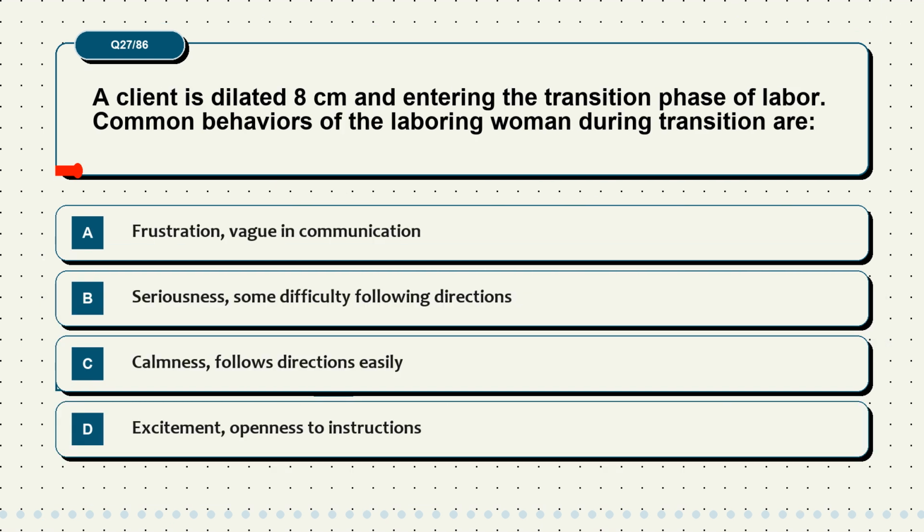Question 27. A client is dilated 8 cm and entering the transition phase of labor. Common behaviors of the laboring woman during transition are, here are the options. Option A. Frustration, vague in communication. Option B. Seriousness, some difficulty following directions. Option C. Calmness, follows directions easily. Option D. Excitement, openness to instructions.